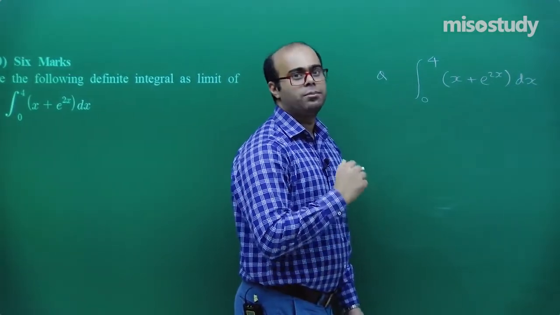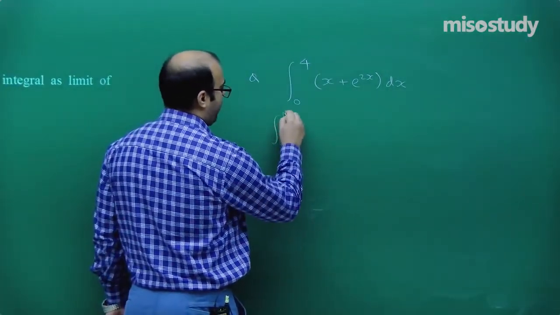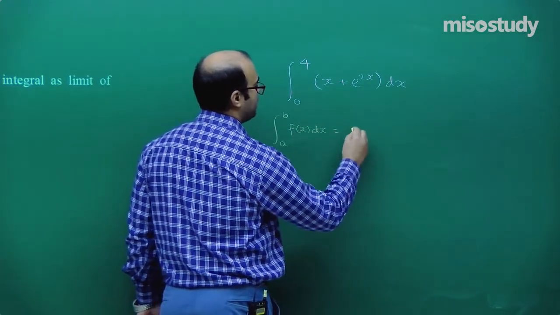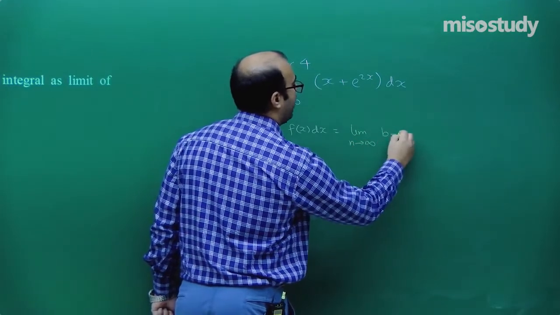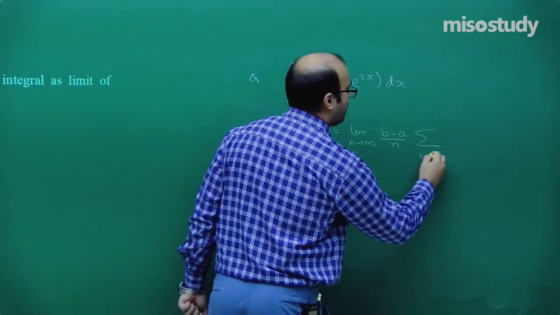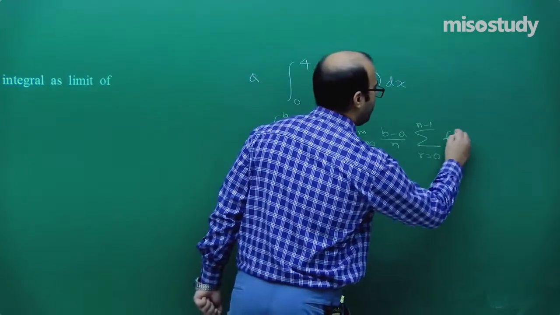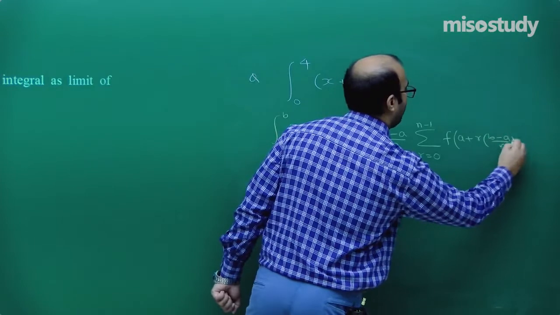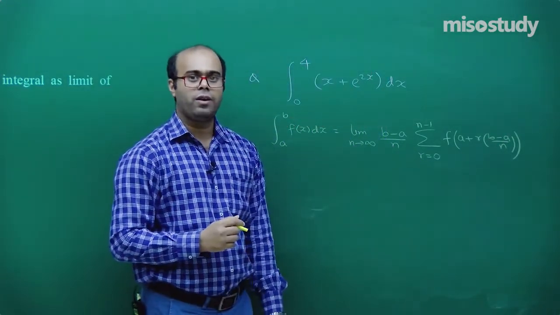By limit of sums. So if you remember, we used to write it like this. If integral a to b f(x) dx is given, we can write it like this: limit n tending towards infinity (b minus a) upon n into sigma of r equal to 0 to n minus 1 function of (a plus r(b minus a) by n). Correct, students? So this is what we remember for limit of sum.